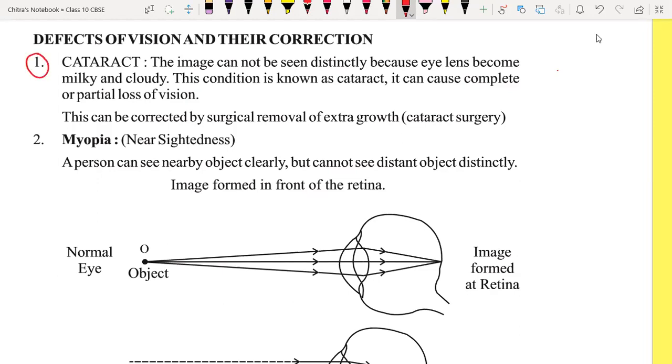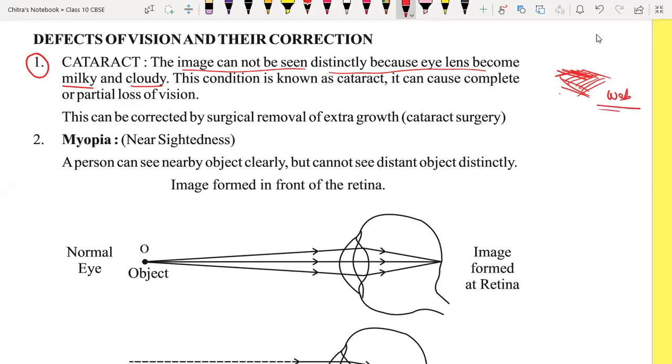Cataract is the conversion of our eyeball into milky and cloudy due to the formation of web-like material over the eye. The image cannot be seen distinctly because the eye lens becomes milky or cloudy. Why is it called cloudy? Because on the cornea region we are getting a web-like network over there.